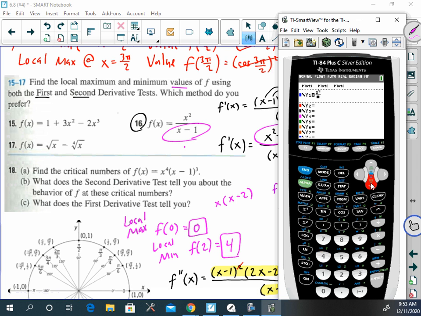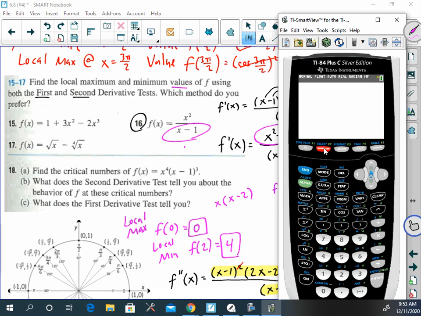You wouldn't have that on the AP test, but whoops, I put to the 4th. I don't know what I was looking at. Okay, it should be x squared. Oh, I think I was looking down below. Okay, so x squared over x minus 1.